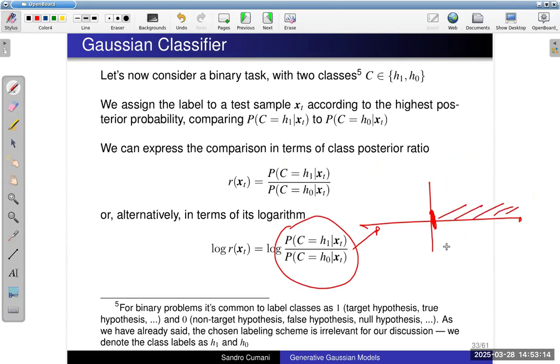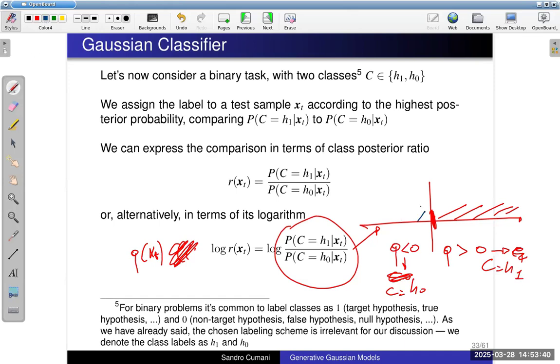So whenever, let's call this L. No, let's not call it L, let's call it Q. L will be another thing. When Q is greater than 0, we will assign class 1. When Q is smaller than 0, we will assign class 0. So class will be H0, and here class will be H1.